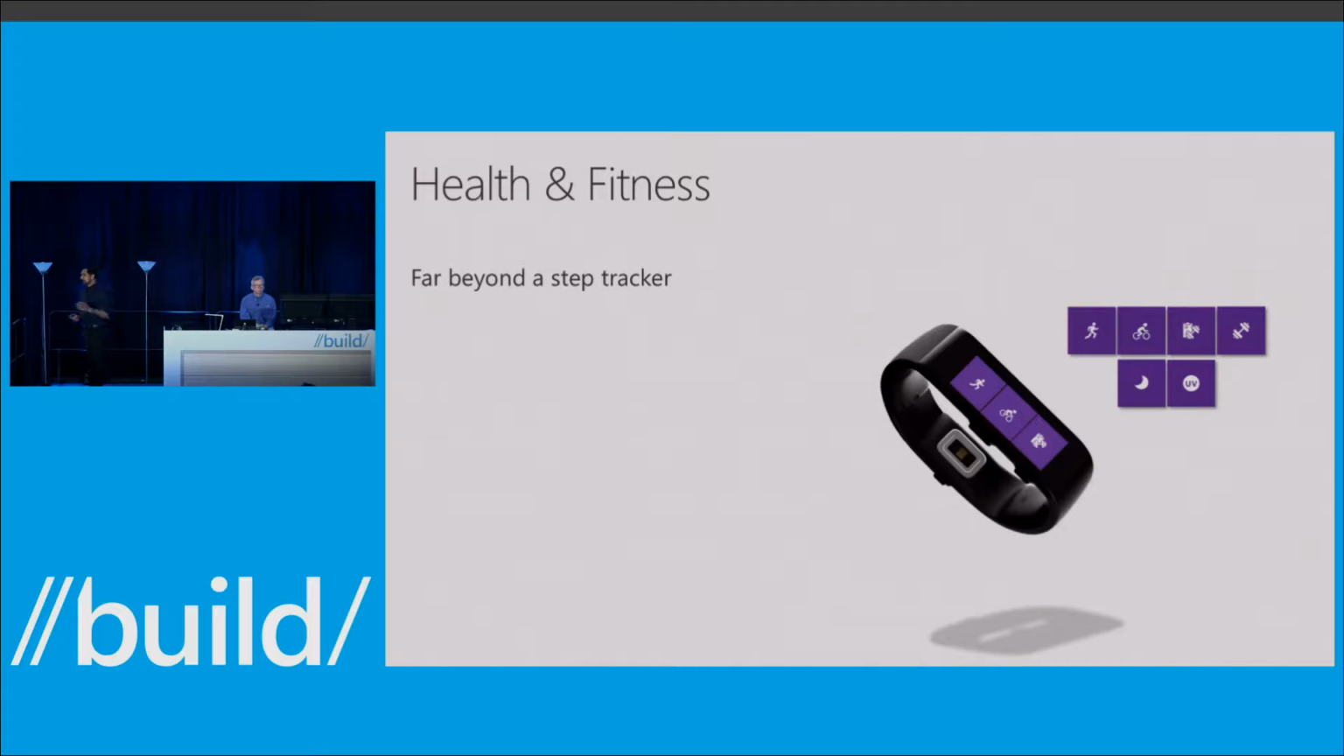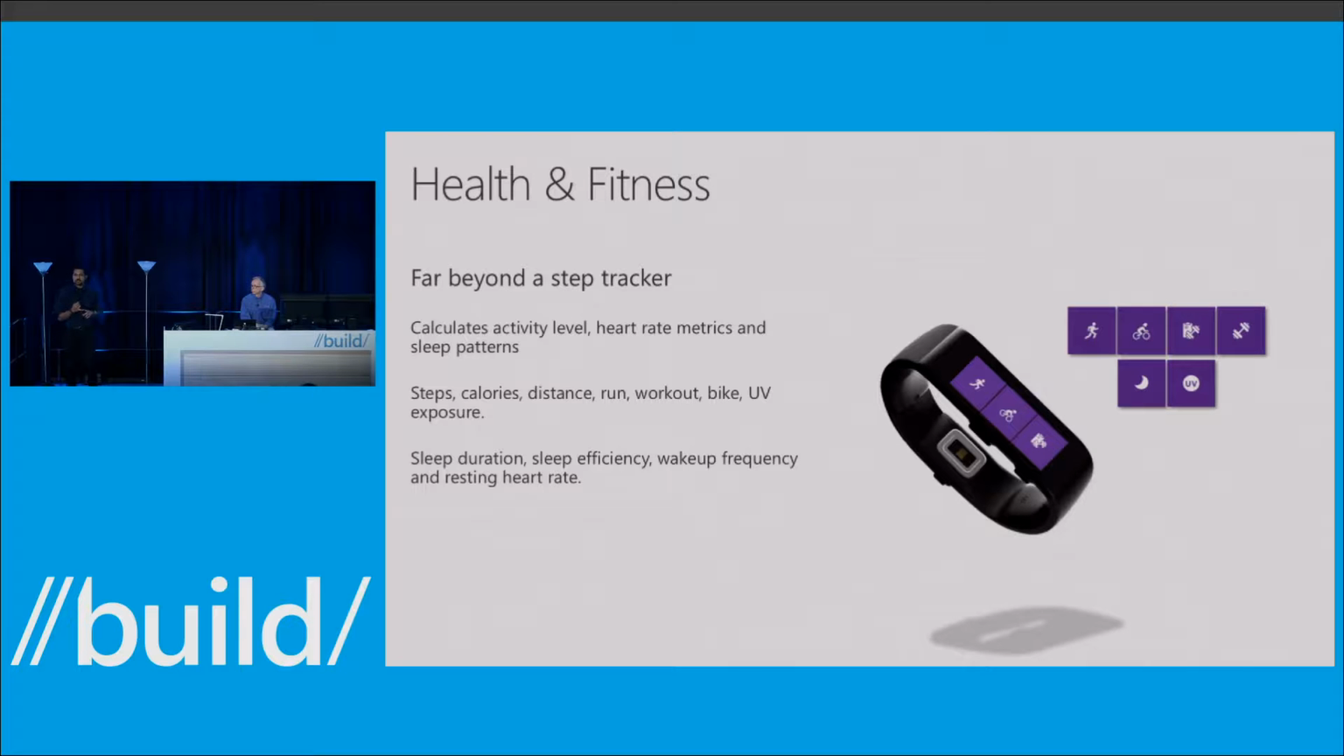Microsoft Band is far beyond your average run-of-the-mill step tracker. What makes Microsoft Band unique is that it calculates your activity level, your heart rate metrics, as well as your sleep patterns to give you a holistic picture of your health and fitness. How does it do that? It starts off by tracking your steps, calories, runs, workouts, and all the other exercises that you do throughout your day. And when you go to sleep, Microsoft Band tracks your sleep duration, sleep efficiency, and things like your resting heart rate to understand more about your sleep. And while it does all of that in the background, with guided activities and custom activities, Microsoft Band proactively tailors your fitness routines to your needs and goals and essentially acts like a fitness coach on your wrist.